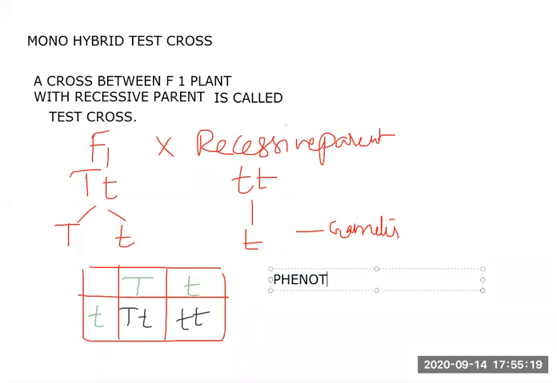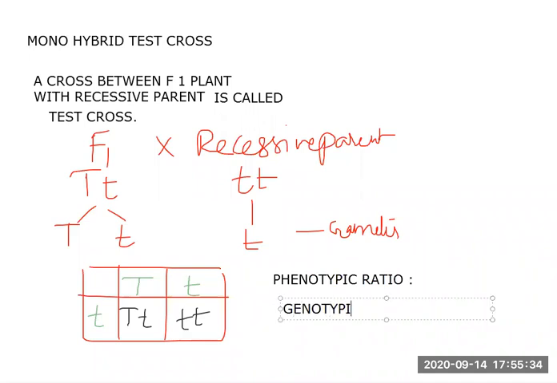So can I ask you, what is the phenotypic ratio of the monohybrid test cross? How many tall plants appeared? One. How many dwarf plants appeared? One. So it is a 1:1 ratio. Genotypic ratio is also 1:1. Both the phenotypic and genotypic ratios are 1:1.